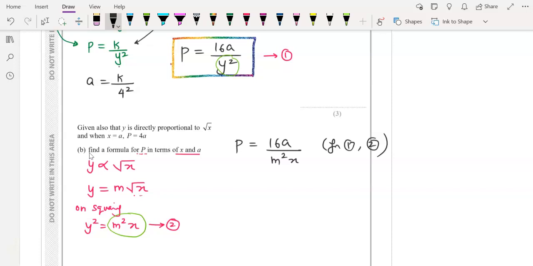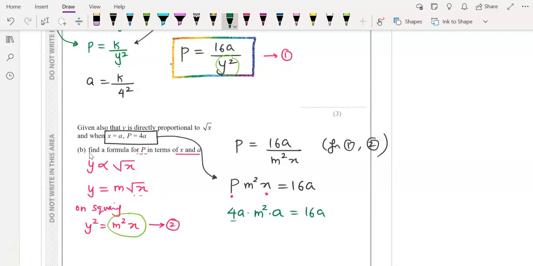Now let's take the cross product. So we'll get p m square x equal to 16a. Now the values of x and p are given to you. So let's substitute this value. So p is 4a. So in place of p, we'll substitute the value. P is 4a and x is a. So let's substitute here. So we get 4a, then m square same. Value of x is a equals 16a. So 4a times a will give me 4a square equals 16a.